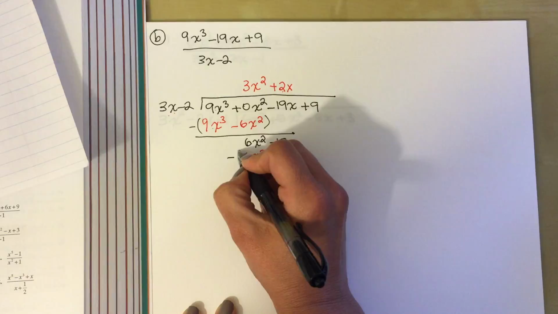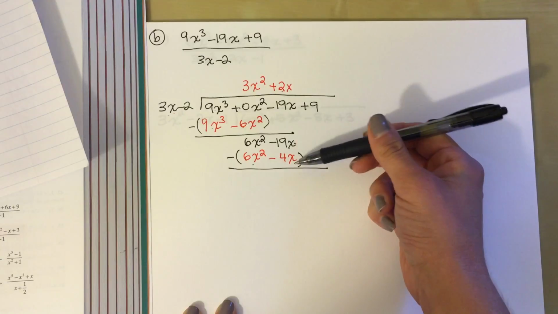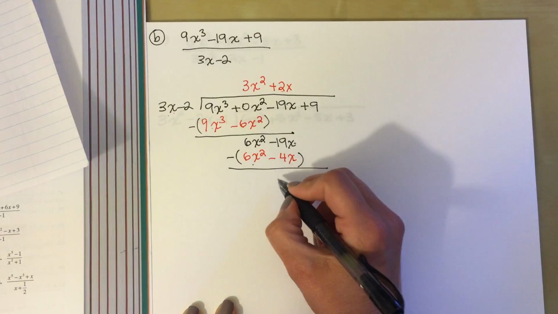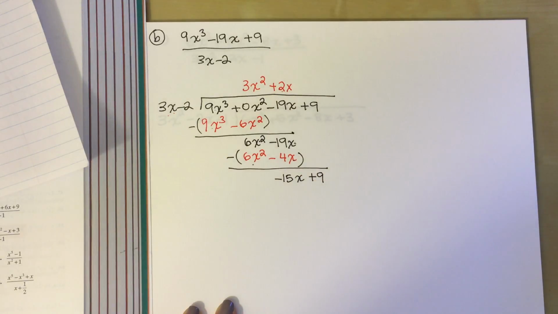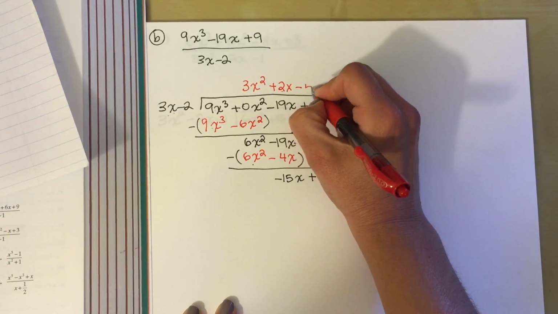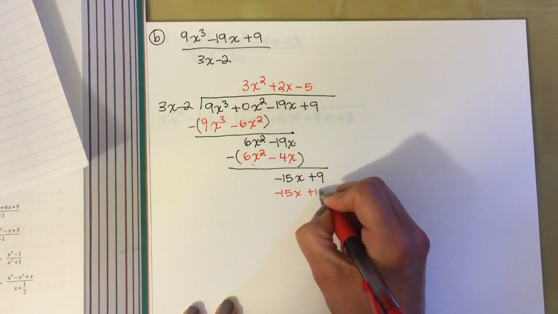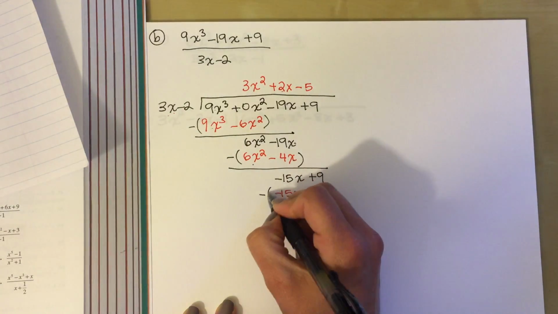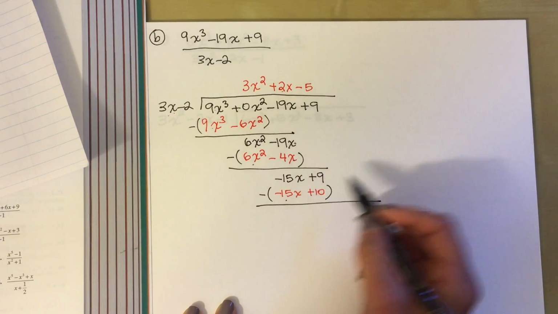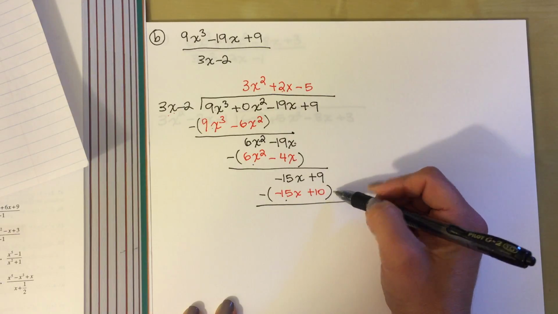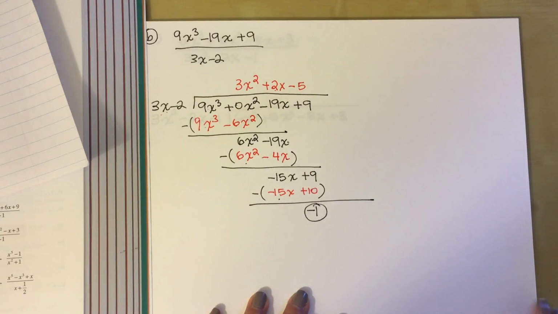We're going to distribute. And 6 minus 6, 0. Negative 19 plus 4 is negative 15x plus 9. And the last thing we're going to do is we need to write minus 5 at the top so that we get negative 15x and plus 10. And of course, we will subtract, distribute. Negative 15 plus 15 is 0. 9 minus 10 is going to give us negative 1. That is our remainder.